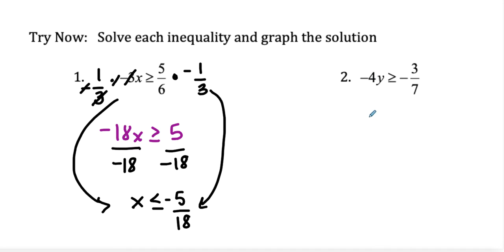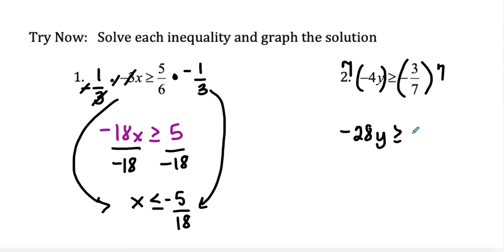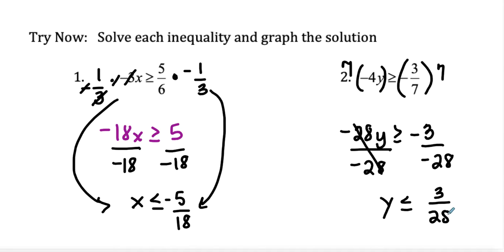Okay, so you'd be multiplying by both sides. I'm going to clear fractions on this one for you. So I'm going to multiply both sides by 7, which gives me -28y is greater than or equal to -3. I'm going to divide by -28, and that's going to be y is less than or equal to 3/28.